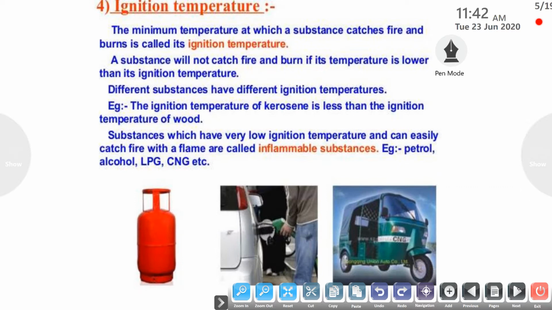The next is the ignition temperature. Ignition temperature is the lowest temperature, or we can say the minimum temperature, which is required for a combustible substance to catch fire. A substance will not catch fire if the temperature is lower than its ignition temperature. So different substances may have different ignition temperatures. For example, the ignition temperature of kerosene is less than the ignition temperature of wood.